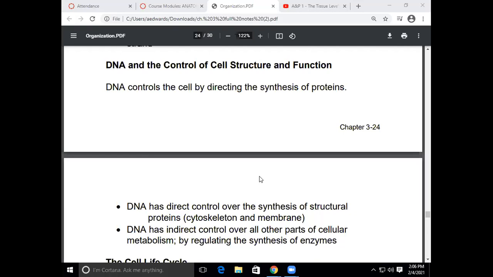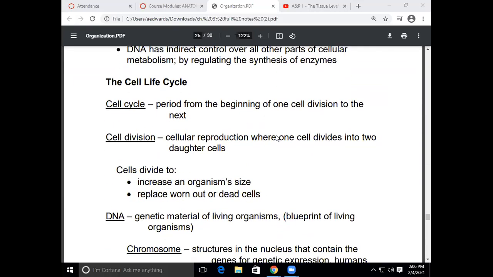DNA has indirect control over basically all the other parts of cellular metabolism. Okay. And it does that by regulating production of enzymes. Remember, enzymes are a type of protein, right? And they catalyze chemical reactions. So they don't necessarily directly control the other organelles, but they control the enzymes that work in the organelles. Does that make sense? Okay.